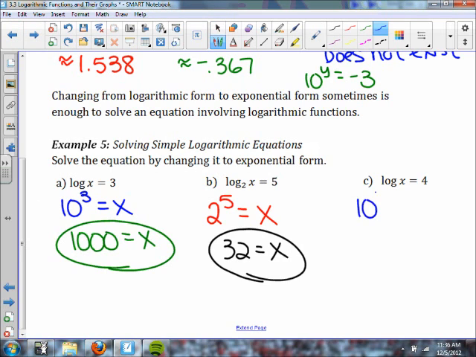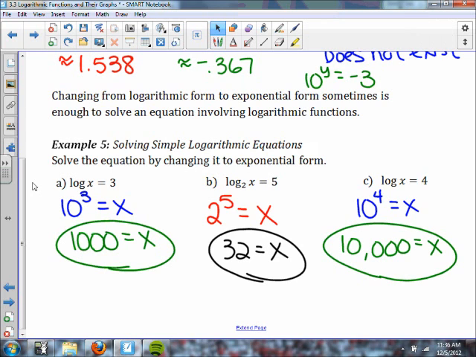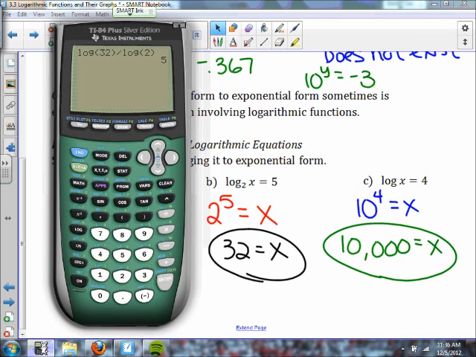So 10 to the 4th will equal x. That means 10,000 will equal x. Again, if we wanted to check it, log of 10,000 will be 4.